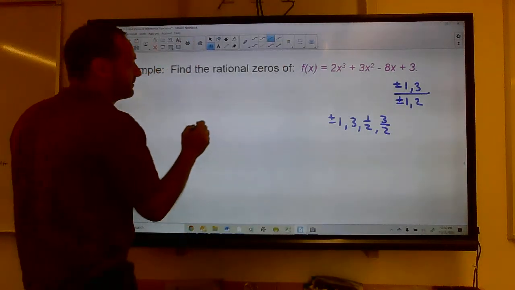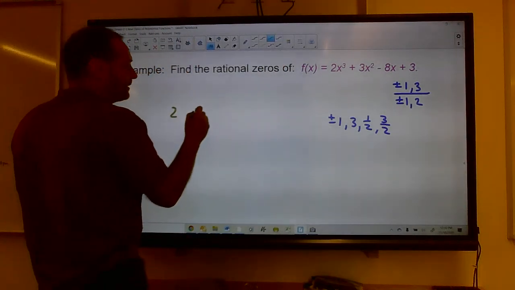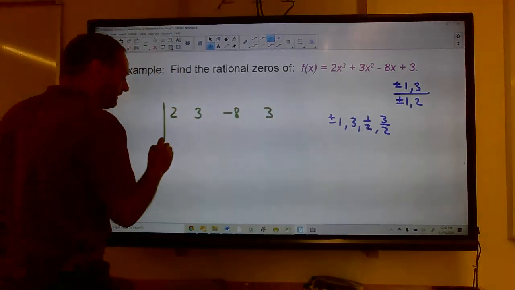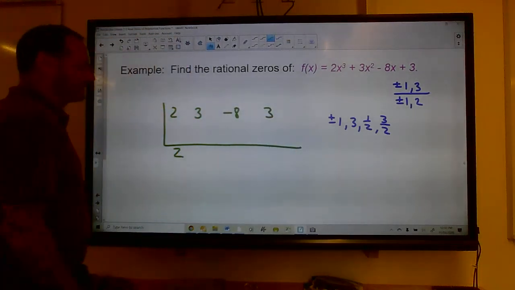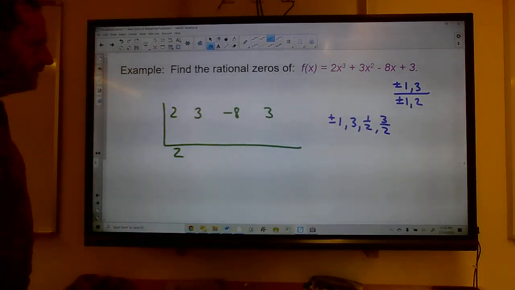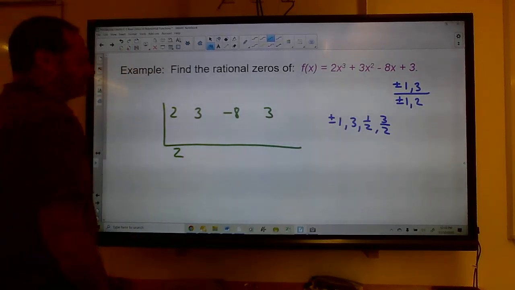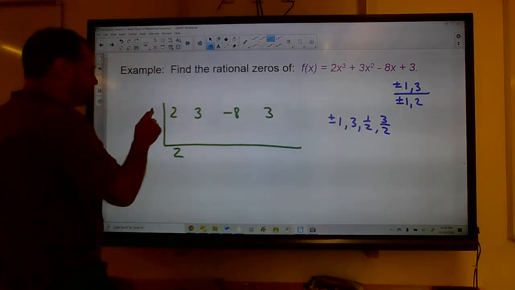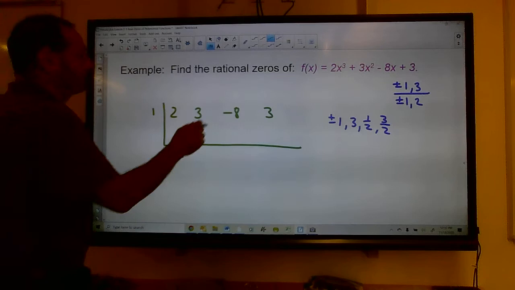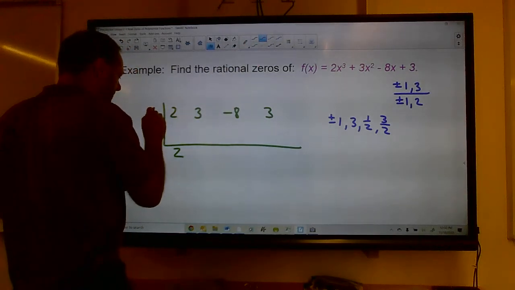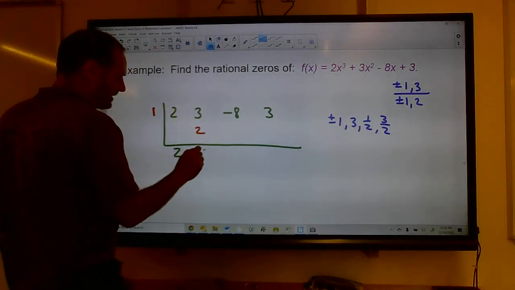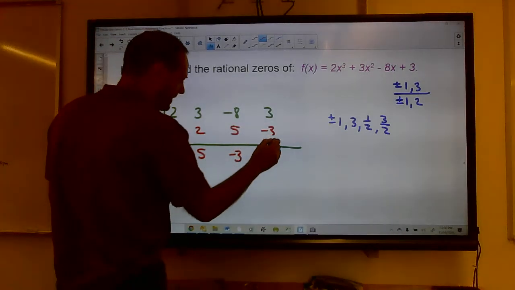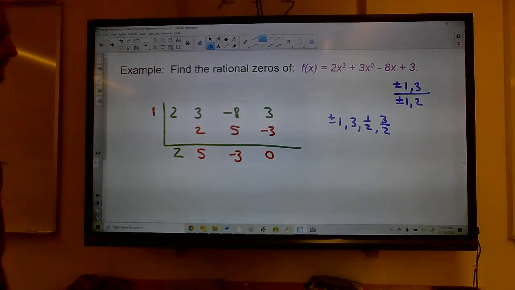So I'm going to do my synthetic division. 2, 3, -8, 3. Drop my 2. All right, don't try big extreme numbers, and don't try your fractions first usually. Let's just try 1 and see how that goes. 1 times 2 is 2. That makes 5. That's 5. That's -3. That's -3. That's 0. Okay, that worked.